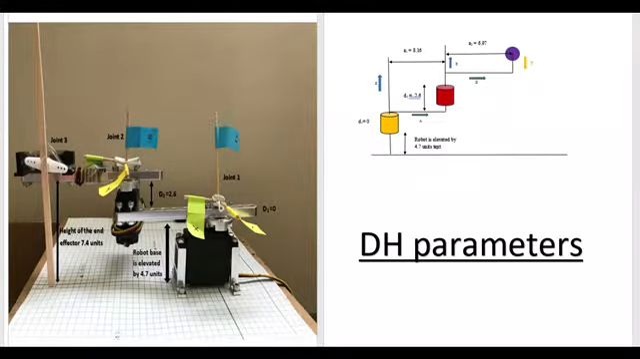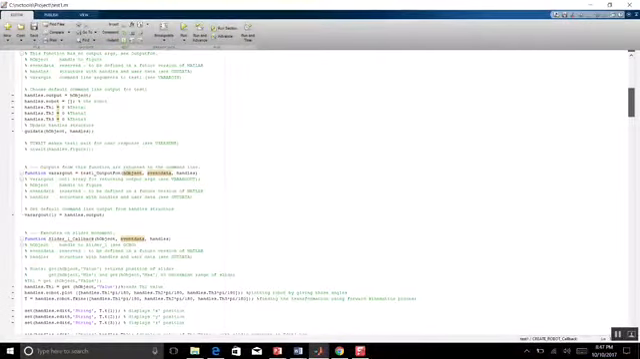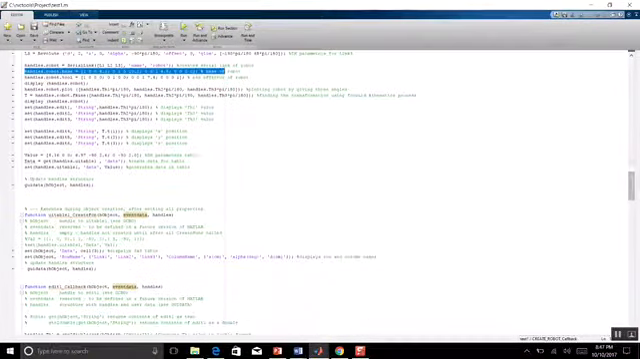The alpha value is 0 since frames 1 and 2 are parallel, and between frame 2 and 3 it is 90 degrees. Since there is a rotation, d3 is calculated by calculating the distance between the x-axis of frame 2 and frame 3. This is the MATLAB code for our program, and these are the x, y and z values of the base of the robot with respect to the end effector.